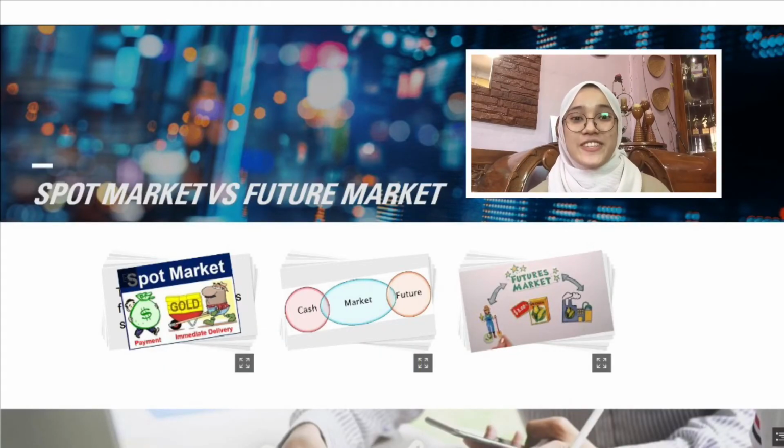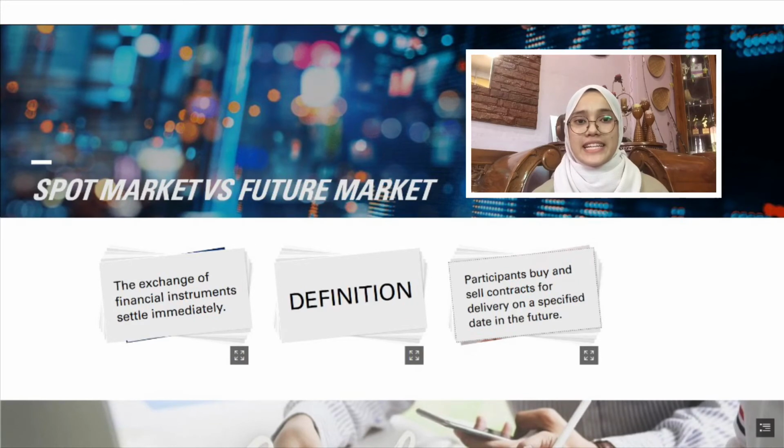Okay, so today I would like to explain about spot market and also future market. So what is spot market? Spot market is the exchange of financial instruments settled immediately, while in the future market, participants buy and sell the contract for a delivery on a specific date in the future.